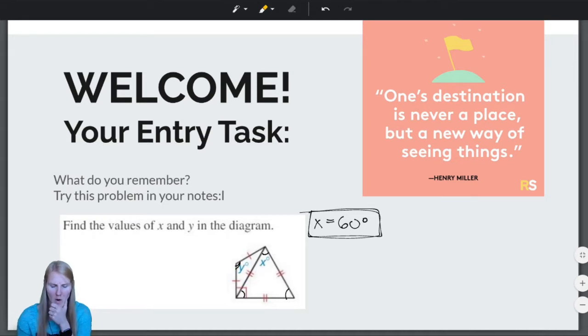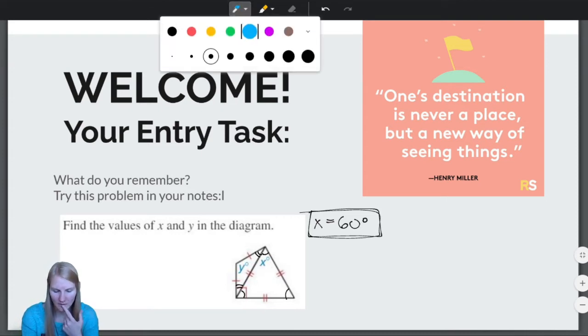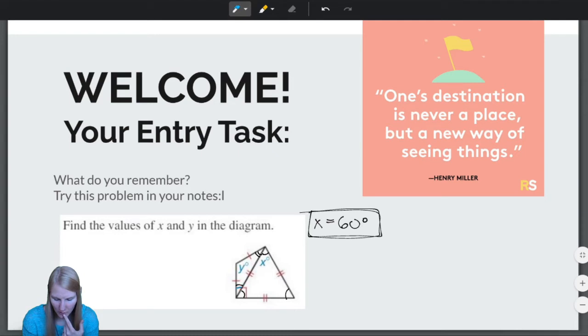What about angle y? Well, first I notice that we have two congruent sides in the triangle on the left, which means we have an isosceles triangle, which means the base angles must be congruent. So the two skinny angles, the one on the top and the one on the bottom left, have to be congruent. Now, I can't find y until I figure out what these angles are.